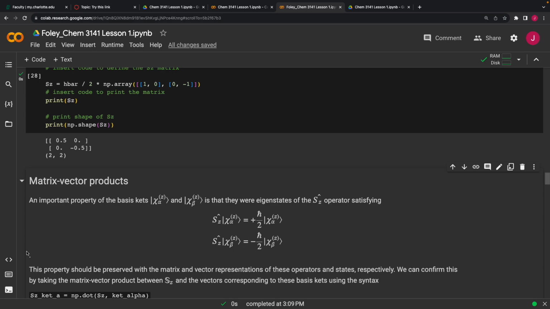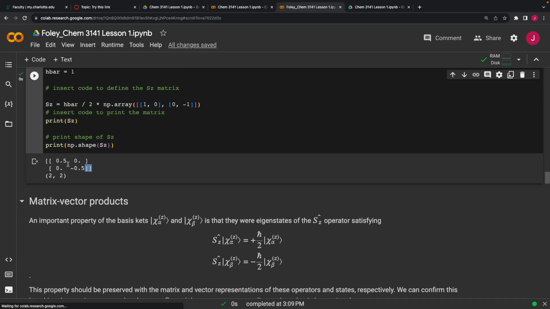So I think everybody got, at least as I was scanning, it looked like everybody got the right array. 0.5, 0, 0, minus 0.5, and then the shape is 2 by 2, 2 rows, 2 columns. Everybody good with that? Okay.